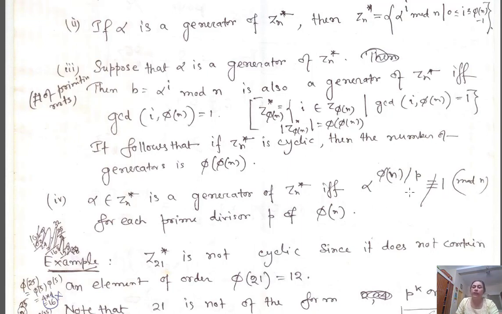And it can be proved that only checking the prime factors of phi n is sufficient. This is an if and only if condition. If alpha is a generator, then for every prime divisor of phi n, it should not be 1 modulo n. And if for every prime divisor of phi n you can show it is not congruent to 1 modulo n, then alpha is a generator.